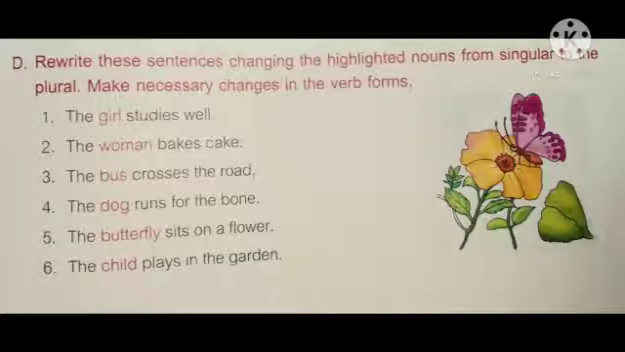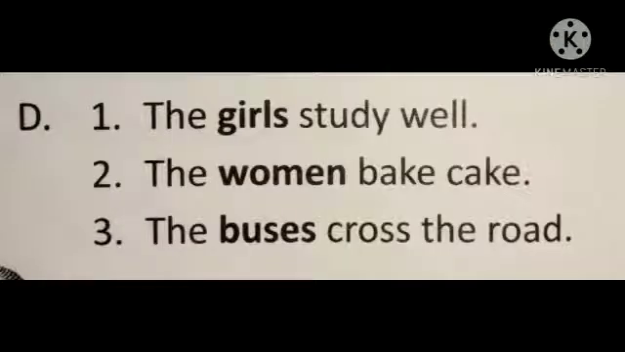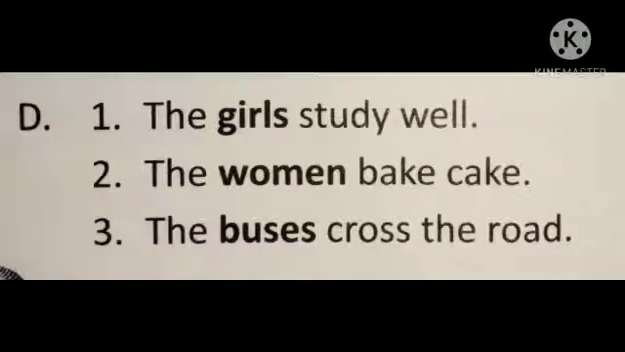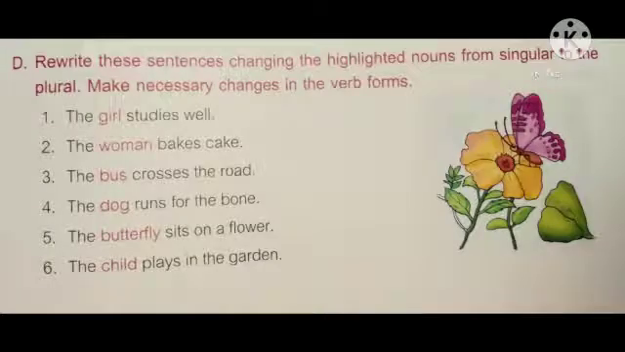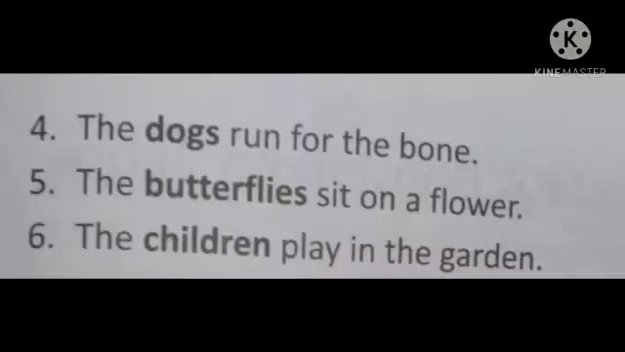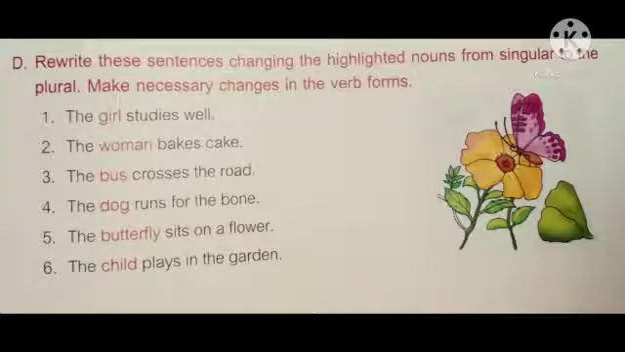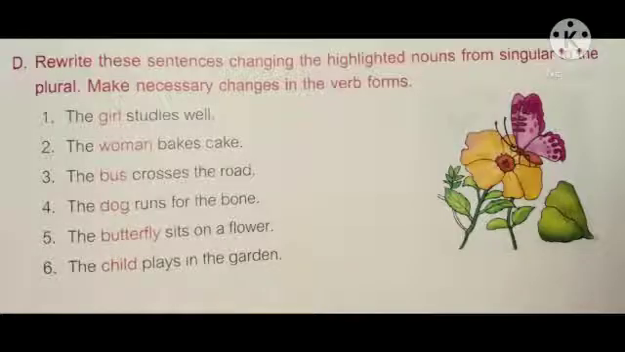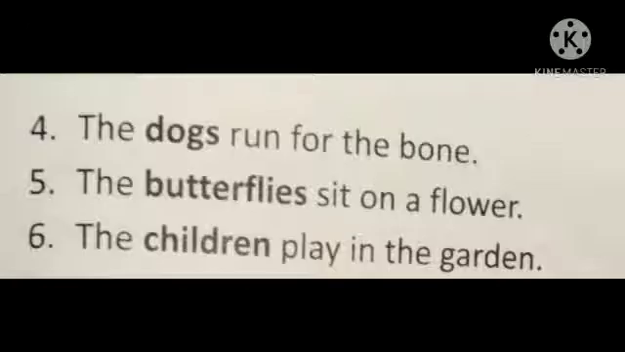Second, the woman bakes cake. The women bake cake. Third, the bus crosses the road. The buses cross the road. Fourth, the dog runs for the bone. The dogs run for the bone. Fifth, the butterfly sits on a flower. The butterflies sit on a flower. Sixth, the child plays in the garden. The children play in the garden.